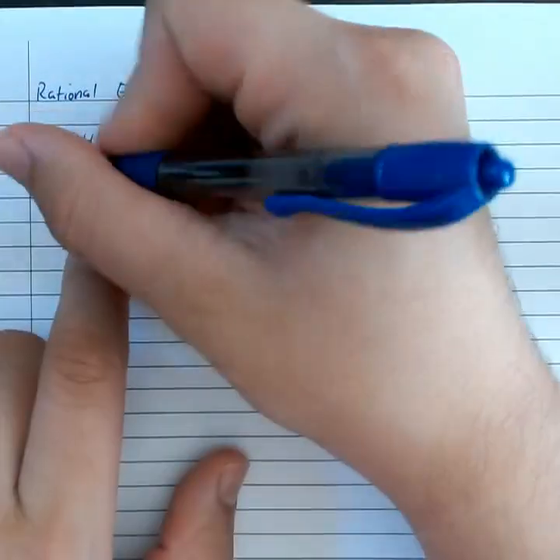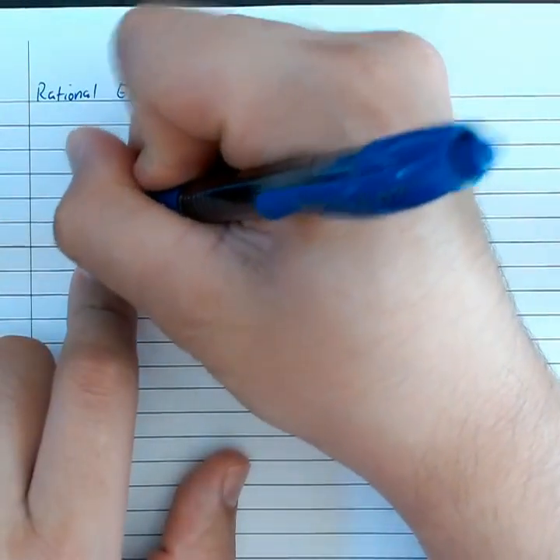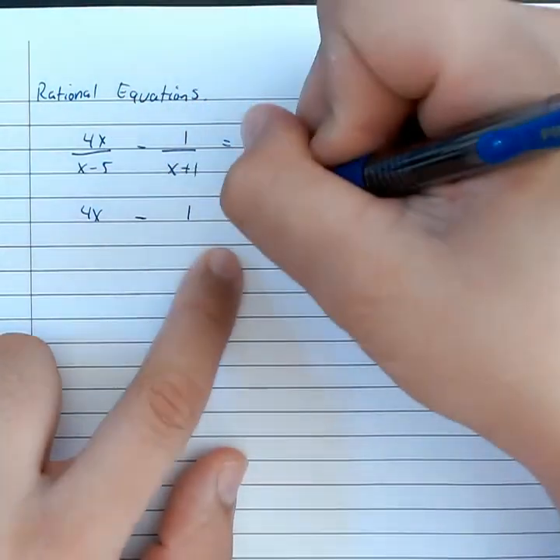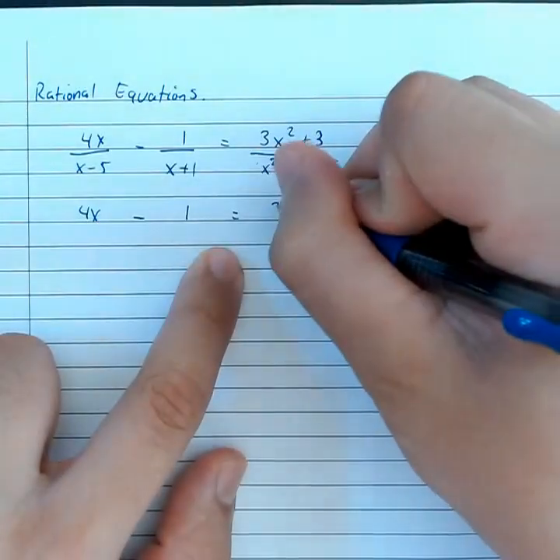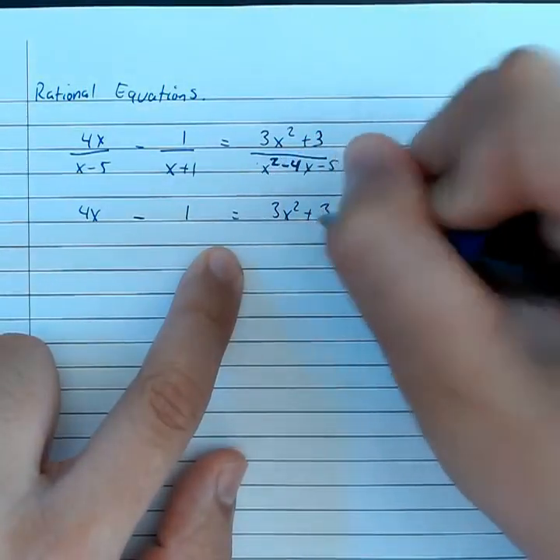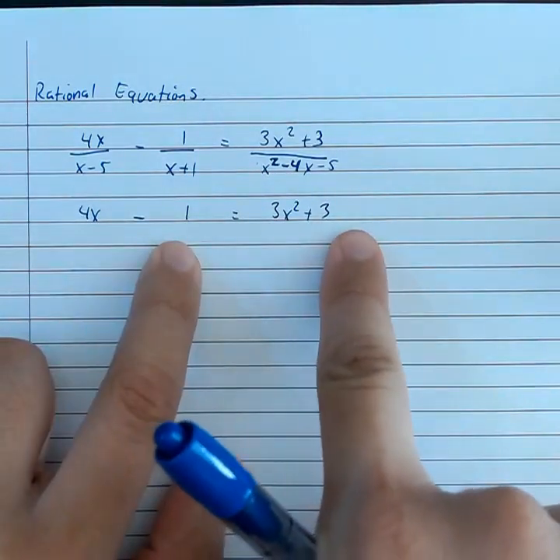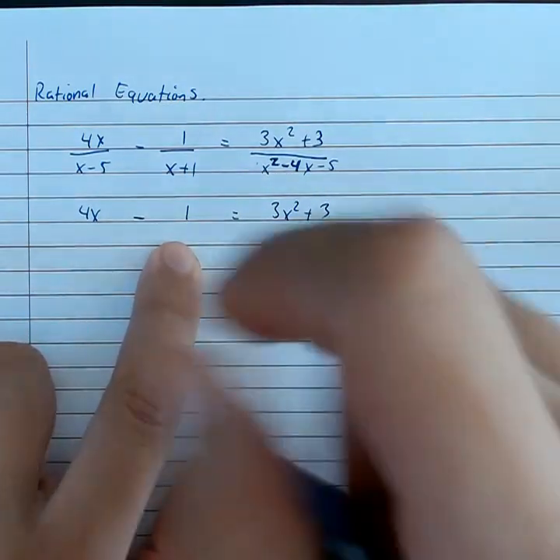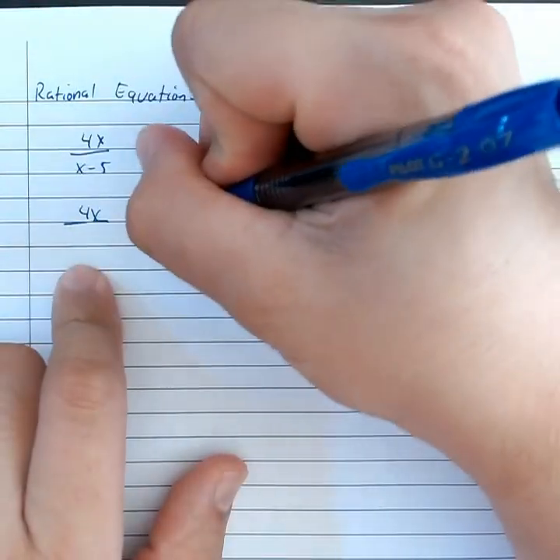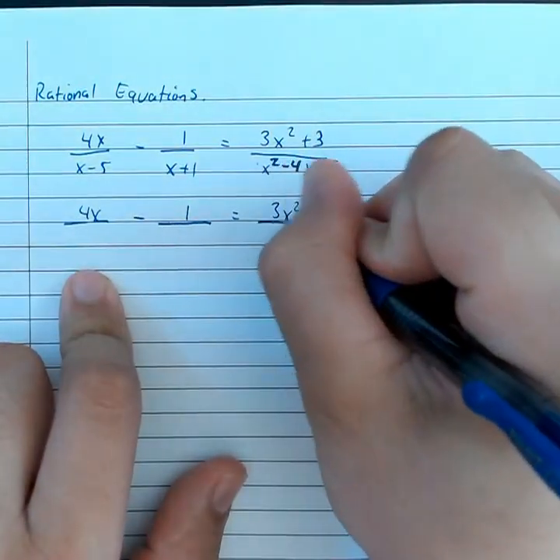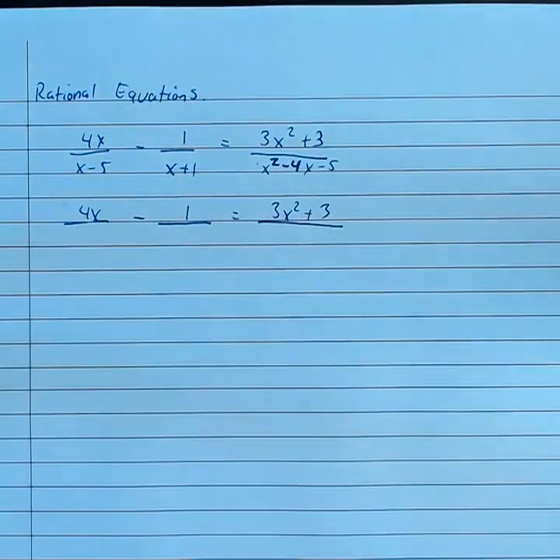All right? So here, I'm going to rewrite this as 4x, I'm going to write that with minus 1, and I'm going to write this as 3x squared plus 3. The numerators, maybe they can be factored, maybe they can't. I'm not really going to worry about that. What I'm going to rewrite are the denominators. Those that can be factored, I need to factor. If they can't be factored, well, then we don't worry about those.